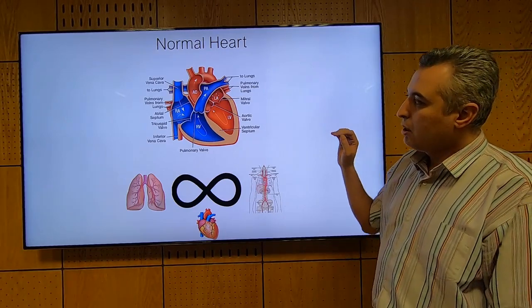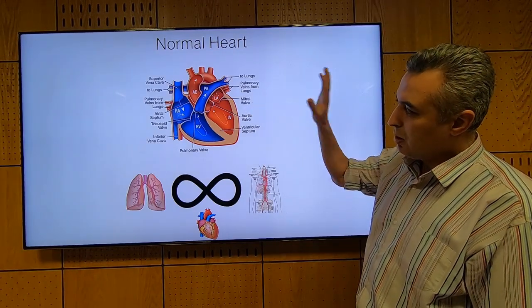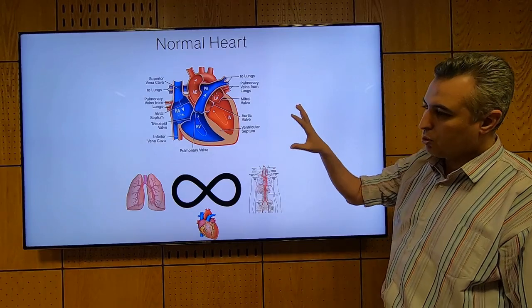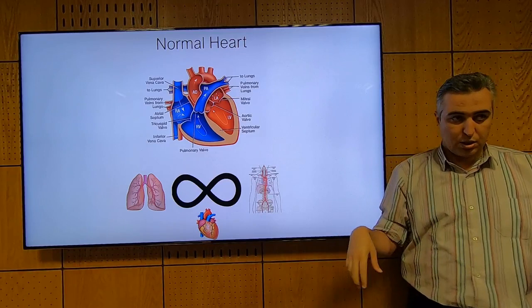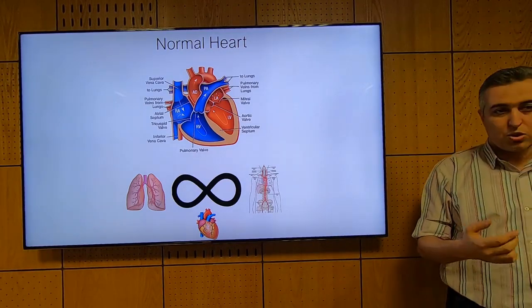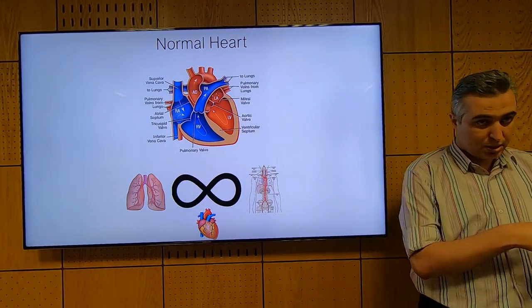So, starting from the very basic. This is a normal heart, and this is the normal circulation. So we have two circulations in a normal individual. We have the pulmonary circulation and the systemic circulation.